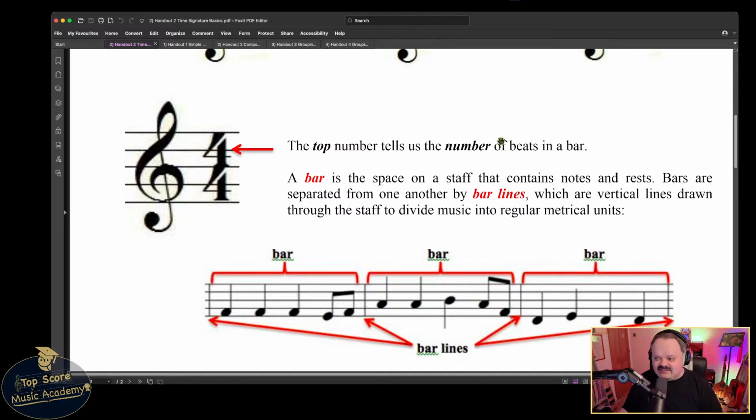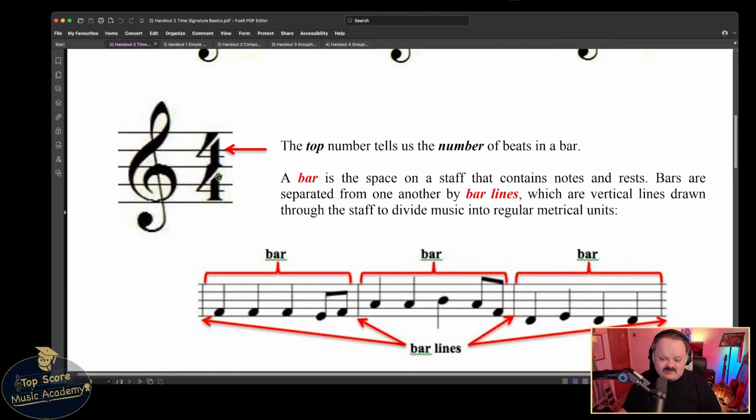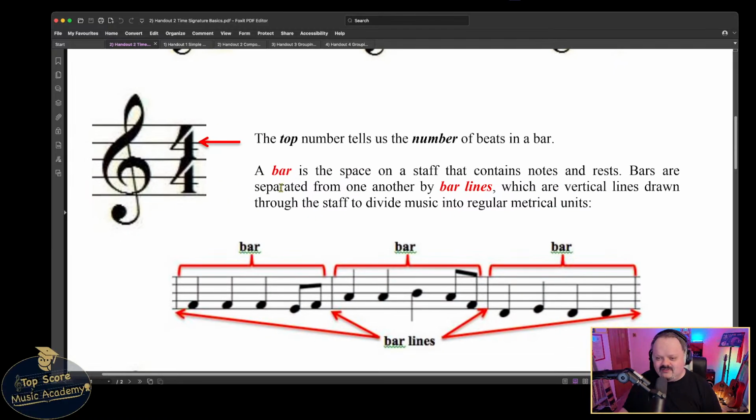The top number tells us the number of beats in the bar. So obviously there's 4 beats, 1, 2, 3, 4, that we're looking for. And the bottom number is going to tell us what type of beats, but we'll just look at what we mean by bar and bar lines when it comes to writing all this stuff down.